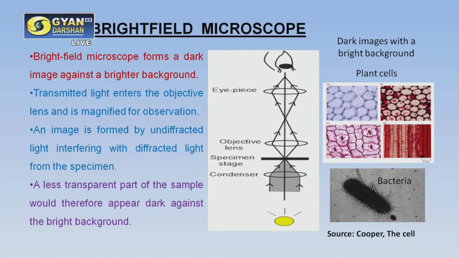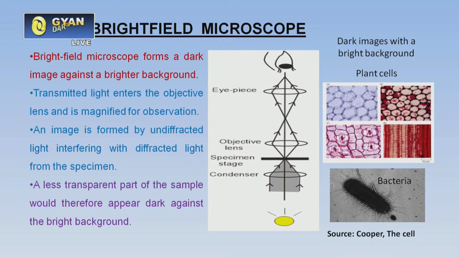What happens when the light passes through the specimen? The light interacts with the specimen and is transmitted. The transmitted light is captured by the objective lens and further magnified by the eyepiece. Here you can see different kinds of plant cells and bacteria visualized. The dark images appear against the bright background. Some of the specimens are stained, some of them are not.